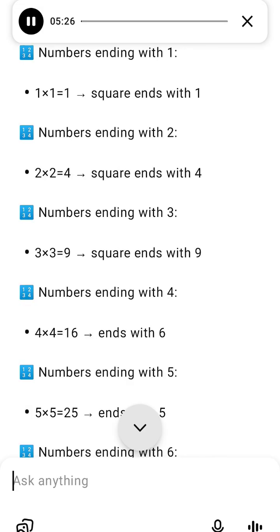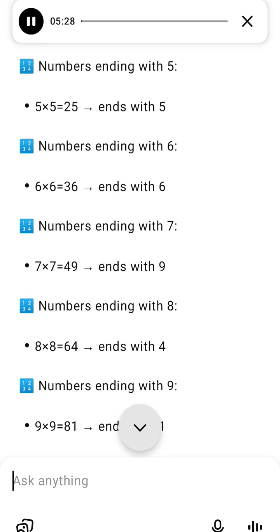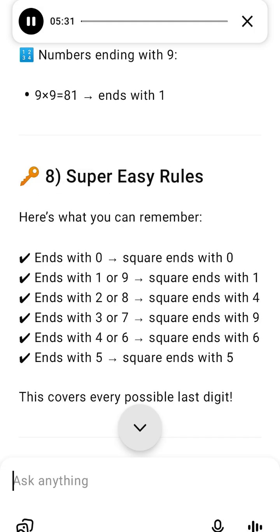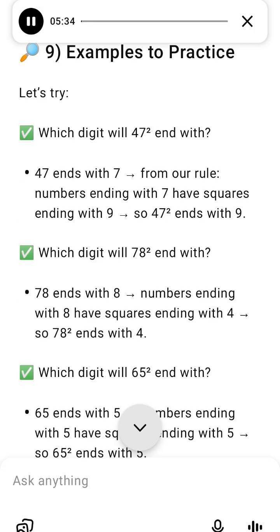12. Why is this important? When you know these patterns, you can quickly guess what the last digit of a square will be. Check your calculations. See if a number can't be a perfect square. For example, if a number ends with 2, 3, 7, or 8, it can't be a square. Numbers never end with those.